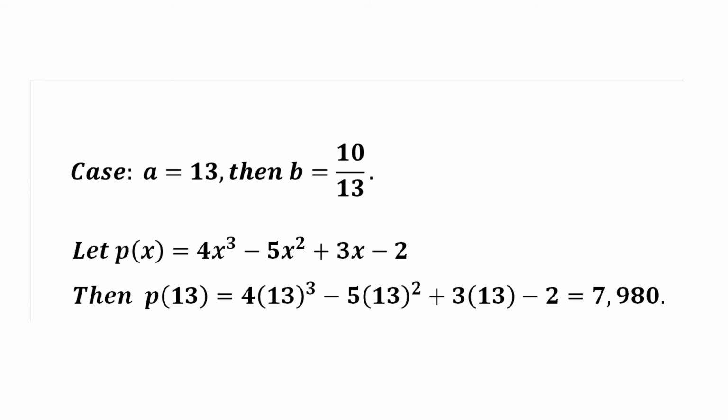Now we have the case a is 13. And if you multiply 13 by 10 over 13, you will get 10. It would be much easier just to plug the 13 into the polynomial and work it out, as opposed to forming the tuple. So in this particular case, p of 13 is equal to 4 times 13 cubed, that's 2197, minus 5 times 13 squared, 169, plus 3 times 13 minus 2, and that works out to 7,980.